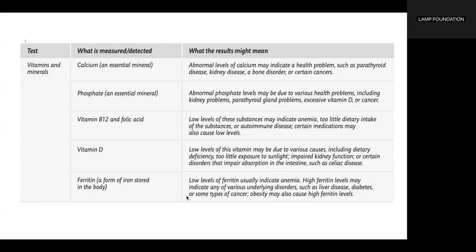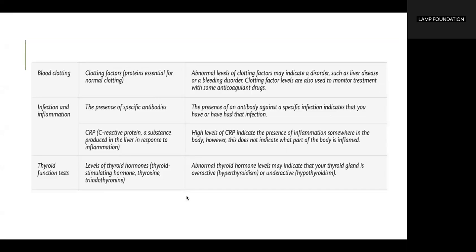Ferritin, a form of iron stored in the body. Low levels usually indicate anemia. High ferritin levels may indicate any of various underlying disorders, such as liver disease, diabetes, or some types of cancer. Obesity may also cause high ferritin levels.